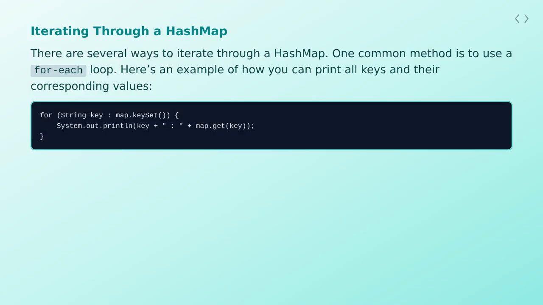This section covers iterating through a hash map. There are several ways to iterate through a hash map. One common method is to use a for-each loop. Here's an example of how you can print all keys and their corresponding values. The samples on screen walk through this step. Take a moment to read through them.